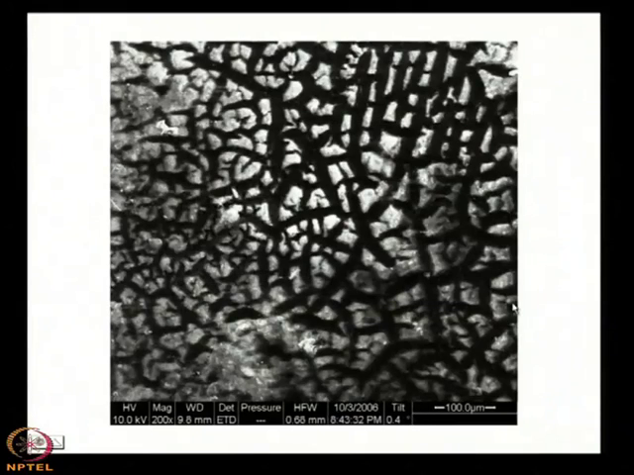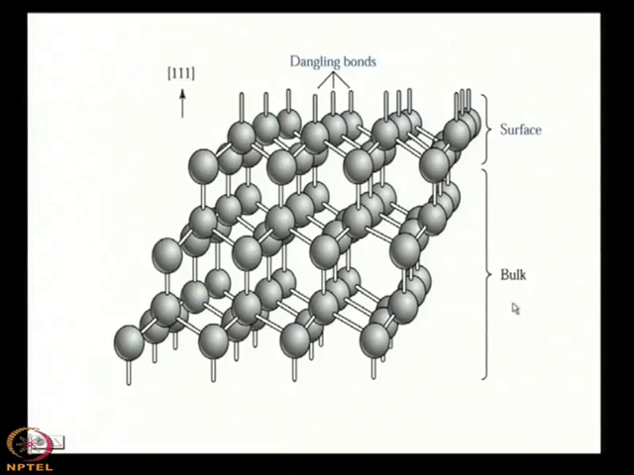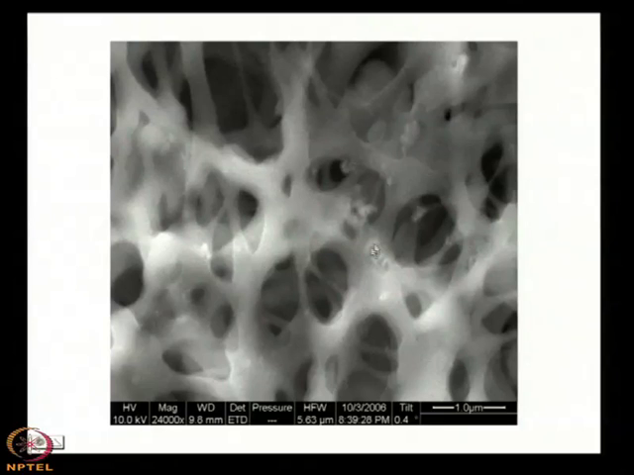Yes, these are the pores. Basically, there are air holes on the silicon matrix. So what happens basically in porous silicon is that carrier confinement occurs.